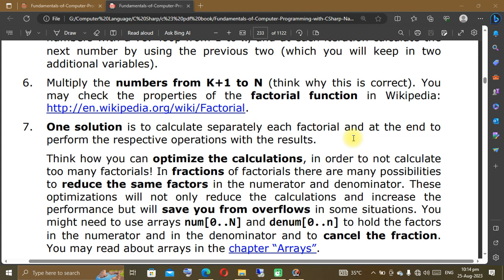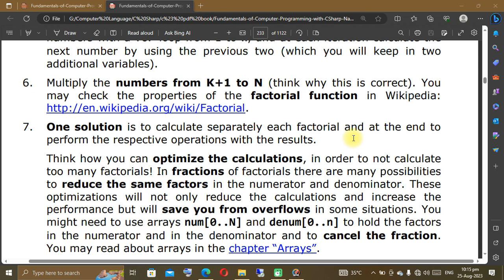There are many possibilities to reduce the same factors in the numerator and denominator. These optimizations will not only reduce the calculations and increase the performance, but will save you from overflows. In some situations, you might need to use an array to hold the factors in the numerator and in the denominator, and to cancel the fraction.